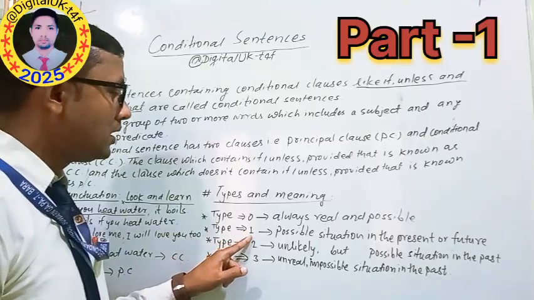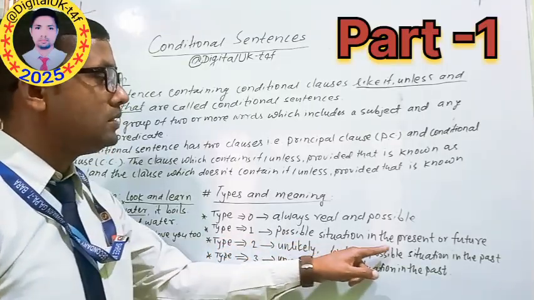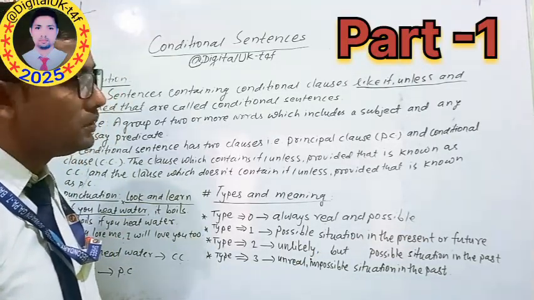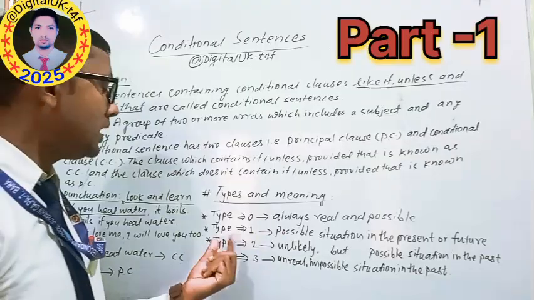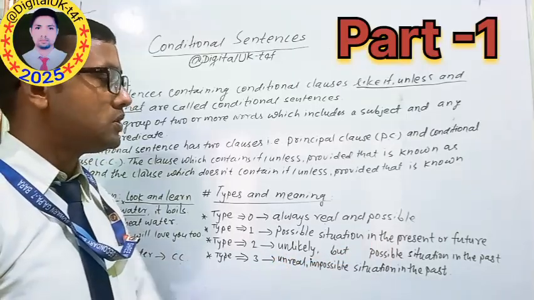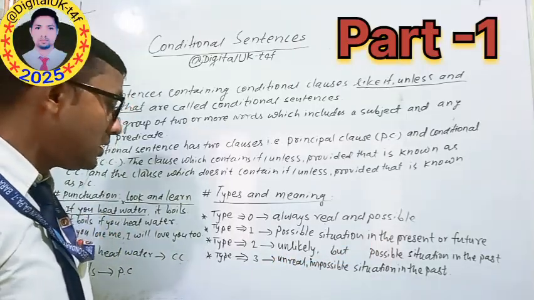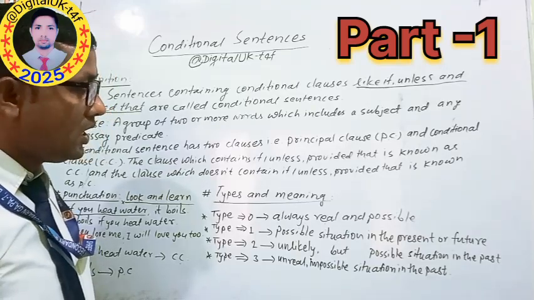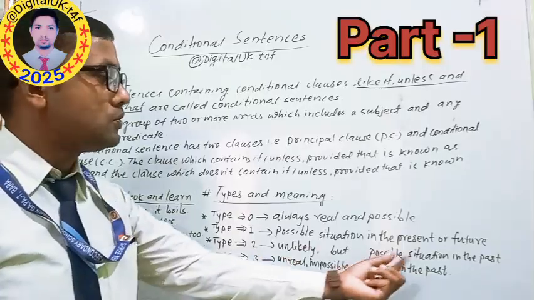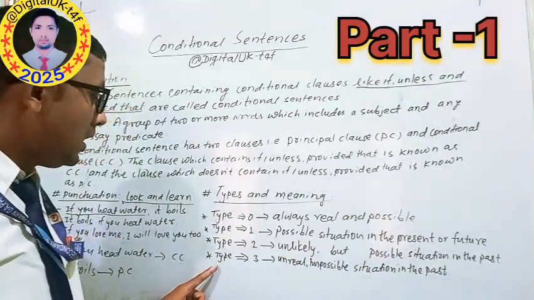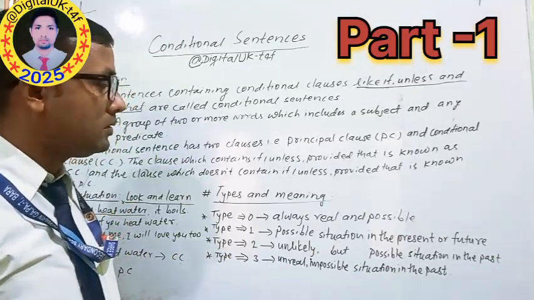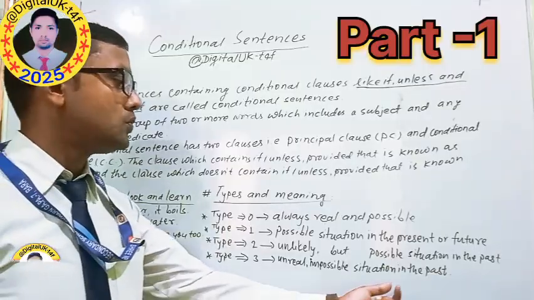Likewise, type 1 is related to a possible situation in the present or future. So this situation is possible and will be related to the present and future. Likewise, type 2 is telling an unlikely but possible situation in the past. That action becomes hypothetical, and it may or may not be possible. Likewise, type 3 is related to an unreal or impossible situation in the past, that is, not possible.